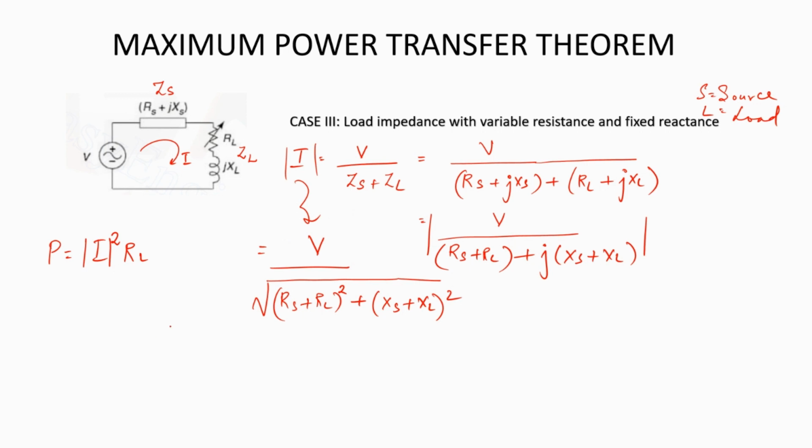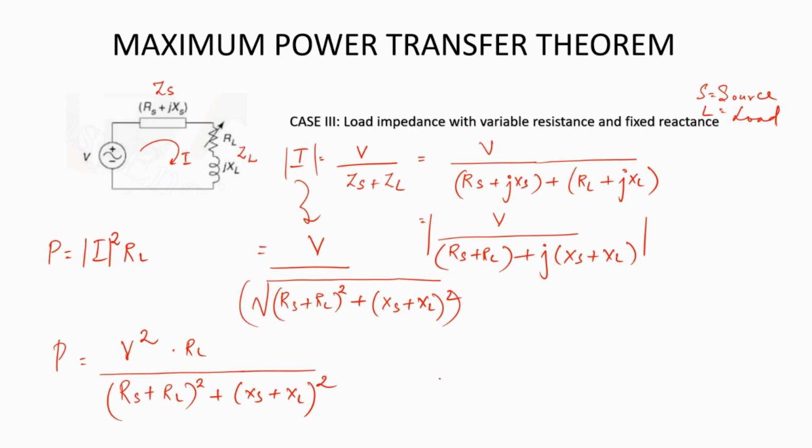Magnitude of I. So then what is the power now? Power is going to be the square of this value into RL. So what I get here is V square into RL divided by this entire parameter. So since I'm doing a square, the square root and the square goes away and what remains is RS plus RL the whole square plus XS plus XL the whole square. So this is what we are left with.